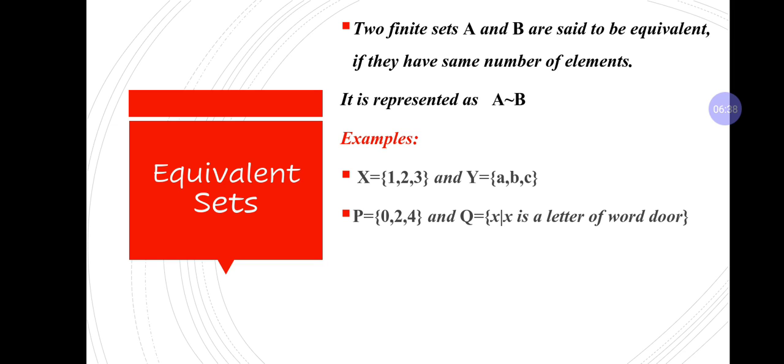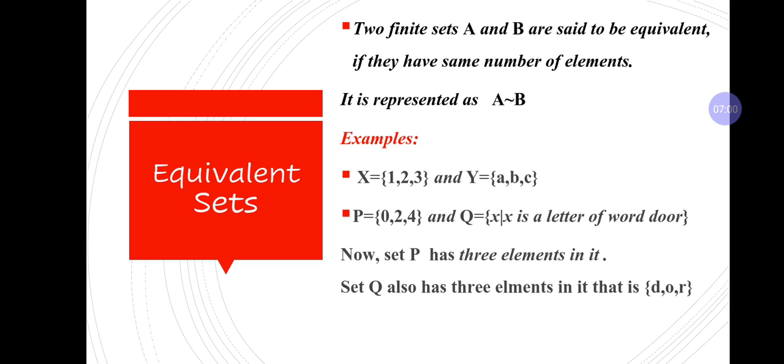Set P equals {0, 1} and here set P has elements 0, 2 and 4. It means P has 3 elements in it. And here is set Q, which is equal to {x such that x is a letter of the word "door"}.